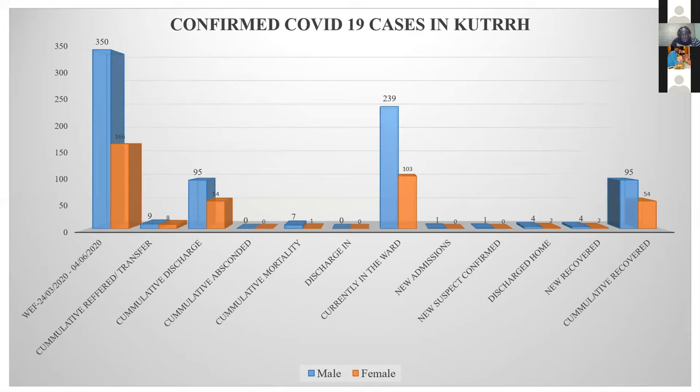Currently, we have 342 confirmed COVID-positive patients, meaning that we are almost full, if not full. 342 patients. And of these 342, 14 of them are actually in our critical care unit.